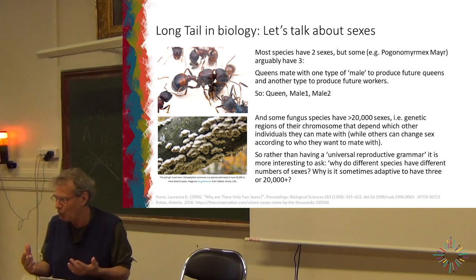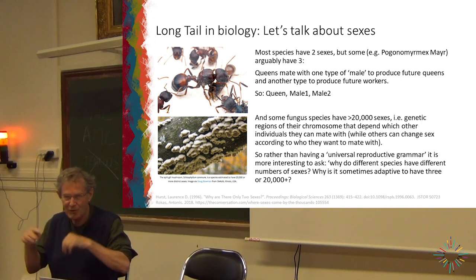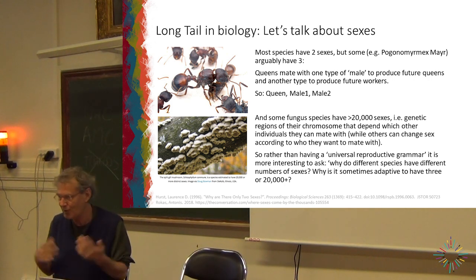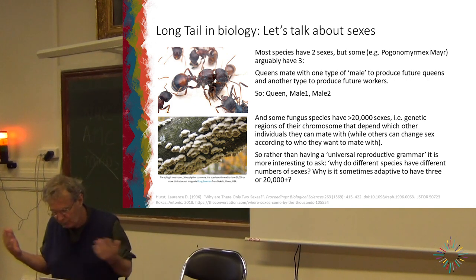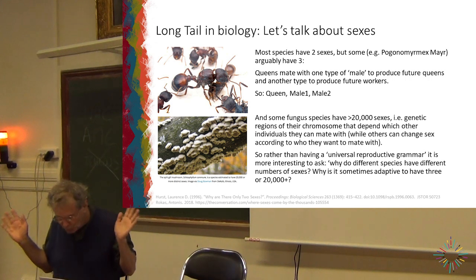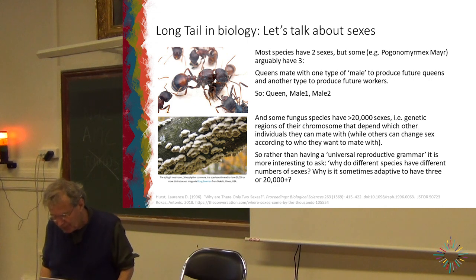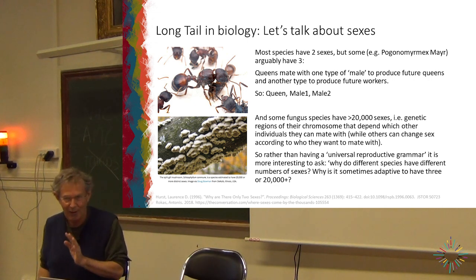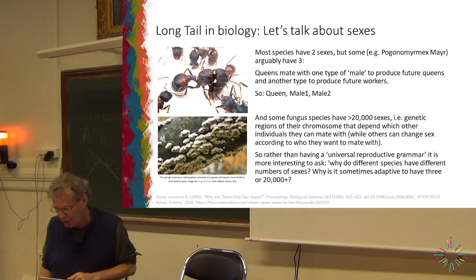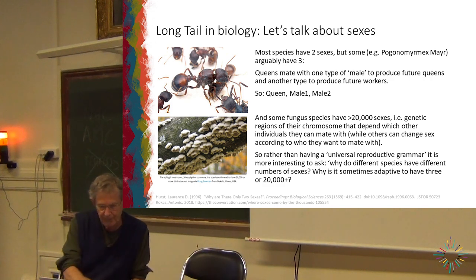So you could take one view, which is a sort of universal reproductive grammar that says, yeah, two sexes, that's what you got. Or you can say, well, that's a pretty common solution, and there are lots of reasons why, whether you're a fungus or a bee or a human, the two-sex solution works pretty well. But sometimes it's adaptive to have three or 20,000. If we want to understand why species have sexes, we have to understand the answer to that question, as well as the question, why is two a common solution?